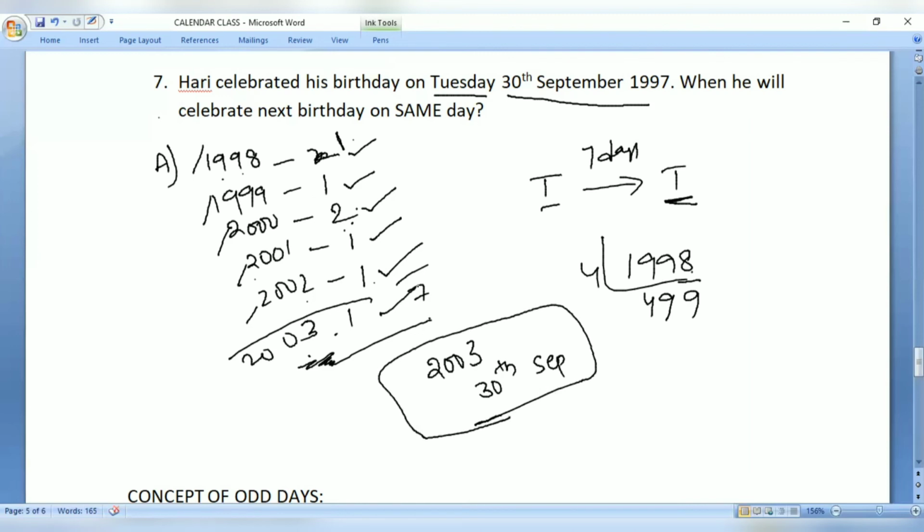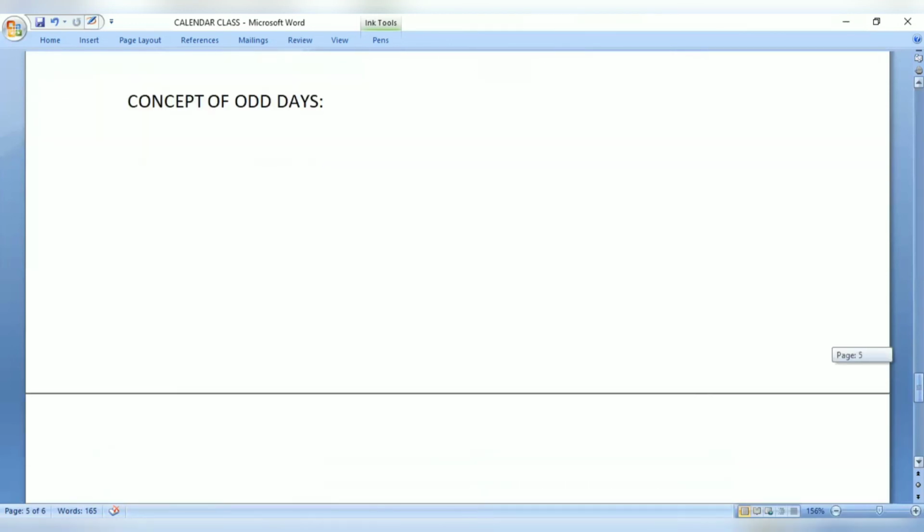He will again celebrate his birthday on Tuesday. Okay. Now there is another simple concept that we need to understand. Generally, the concept of odd days. That means how many odd days we will get in a leap year or a normal year. That is what we need to understand.